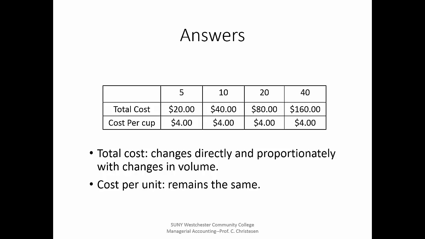At the bottom of your table on your handout, write what happens to variable costs when activity changes. That is, total cost changes directly and proportionately with changes in volume. Cost per unit remains the same. These concepts are extremely important as we go on, so you want to remember variable cost per unit stays the same. Total cost increases as activity increases.